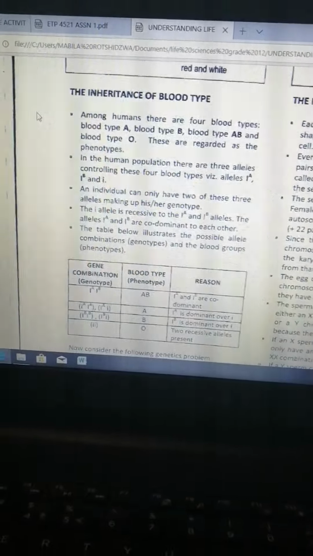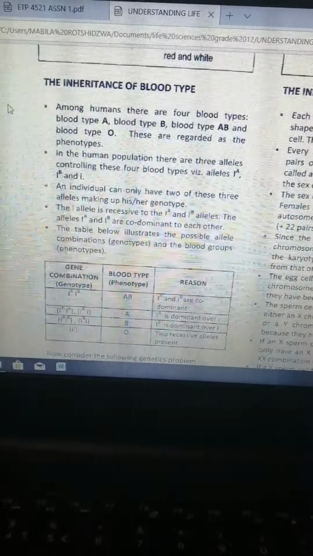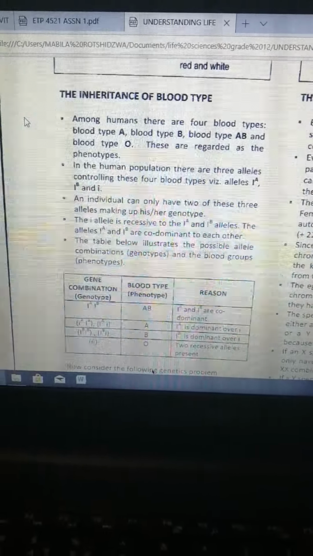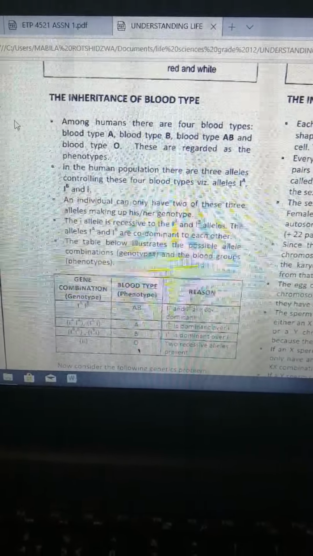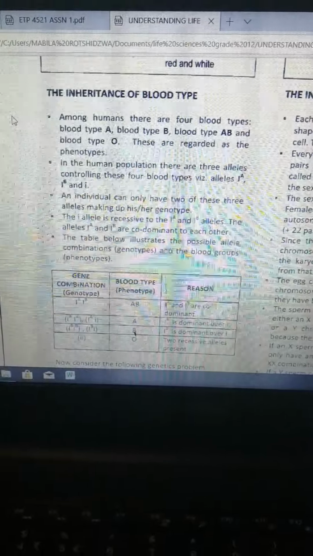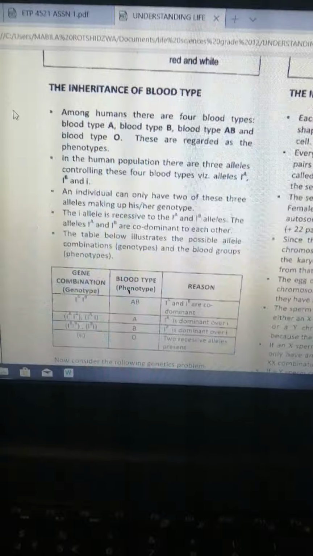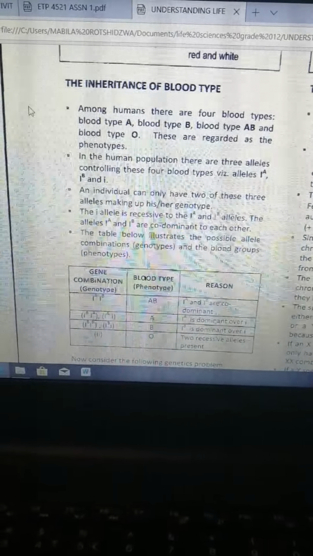Okay, now we are moving on to the blood types. I hope that each and every one of us is now able to do the monohybrid crosses, the dihybrid crosses, and so on. Now we are moving to the blood type.